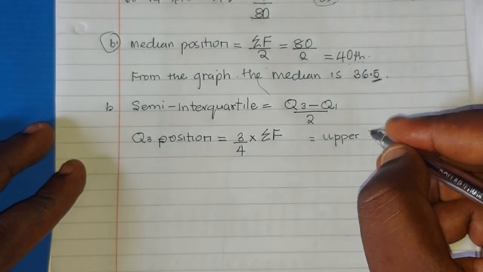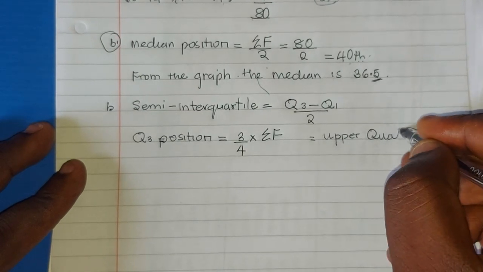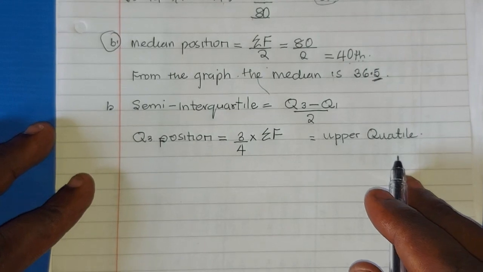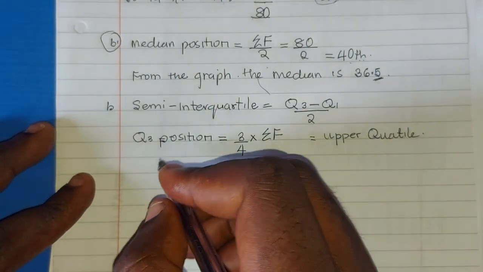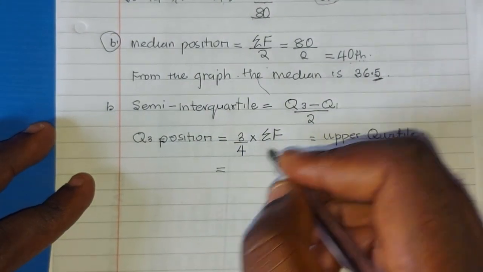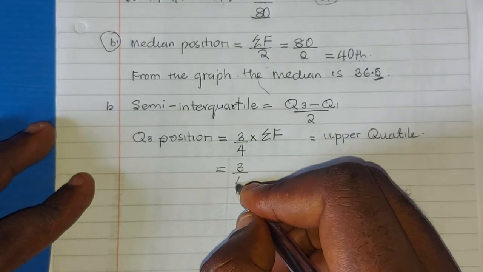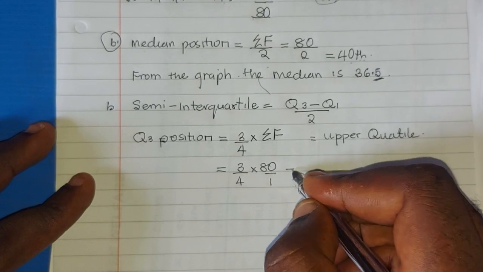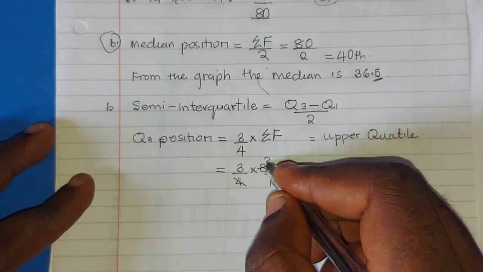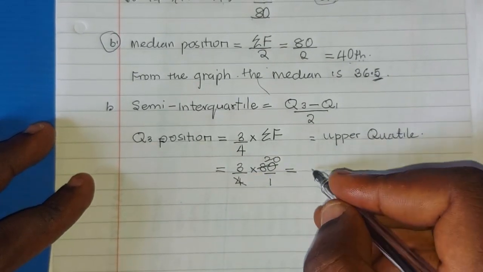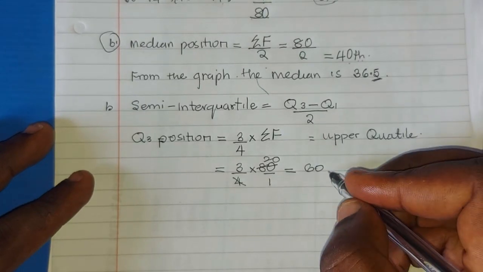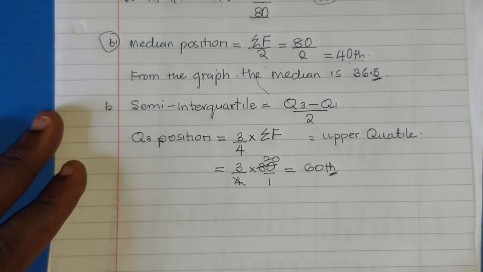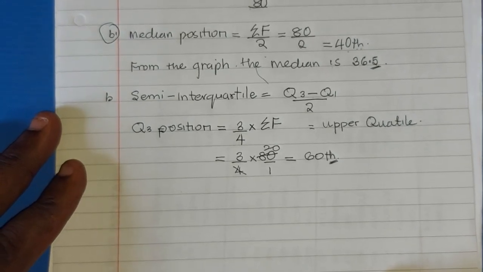That's what we call the upper quartile. So what is Q3? The position formula will be 3 over 4 multiplied by 80 over 1, and that will give you 60. So that's the 60th position.